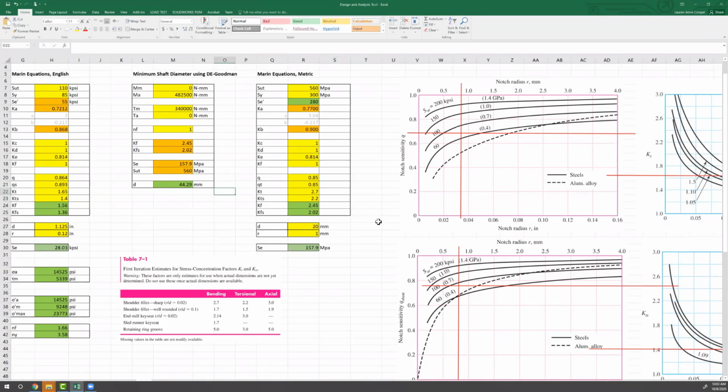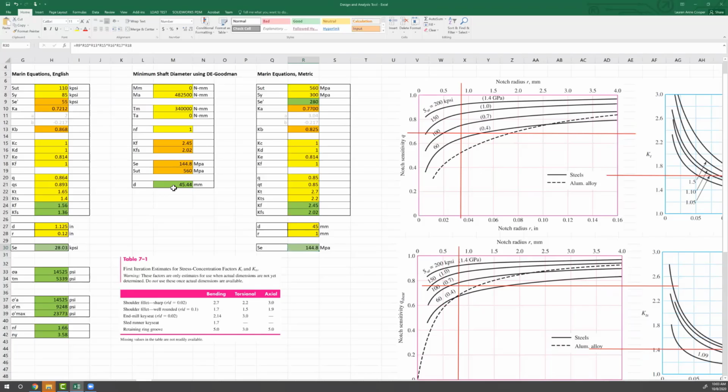So let's use our new estimate for the diameter, 44.29. I'm going to round that up to 45. And this is a step that often confuses students. We need to update our diameter, so 45, to get a new estimate for our modified endurance limit. So watch how that's going to change. Our modified endurance limit dropped a little bit. It's kind of like a circular reference. So 144 is now our new endurance limit, and that changes our necessary diameter to 45.44.